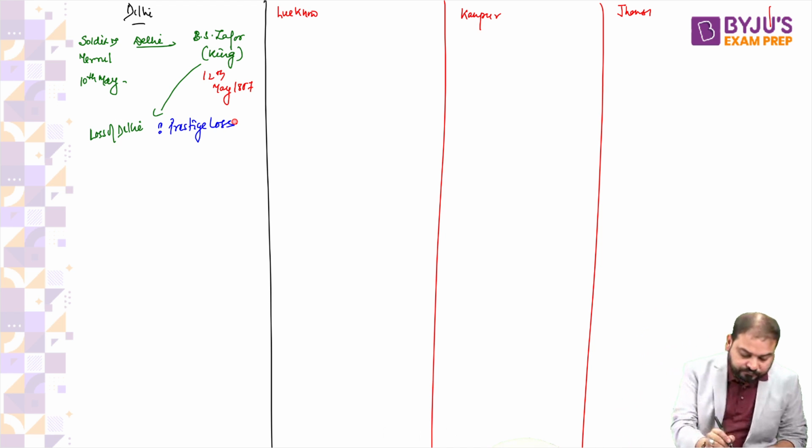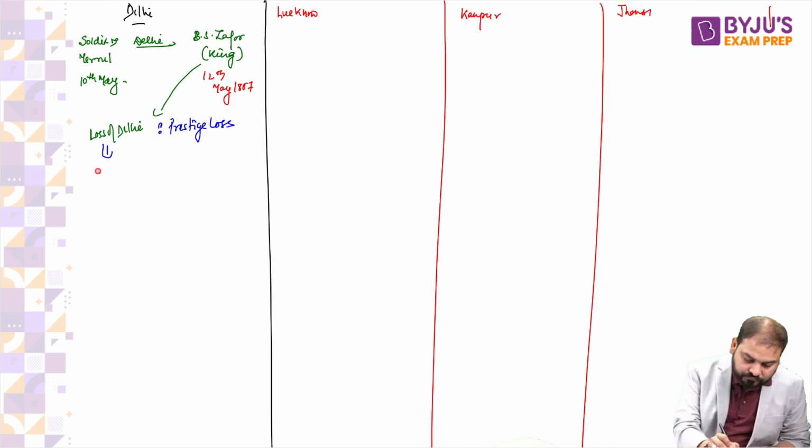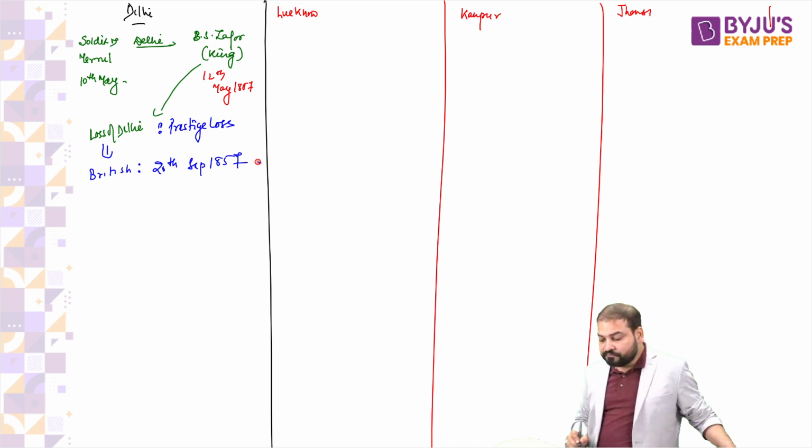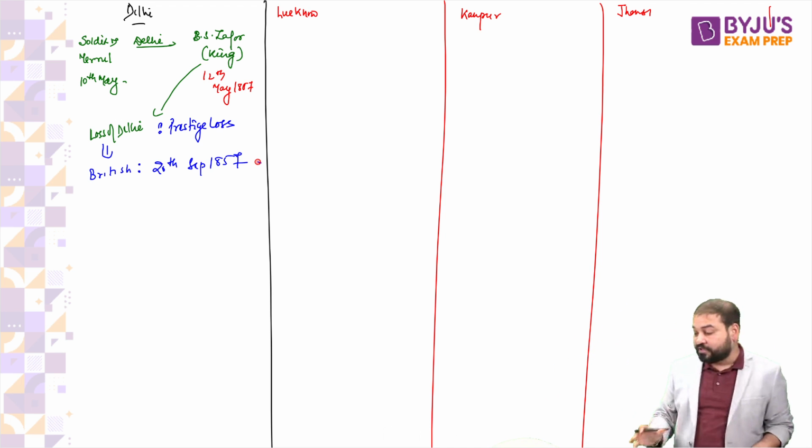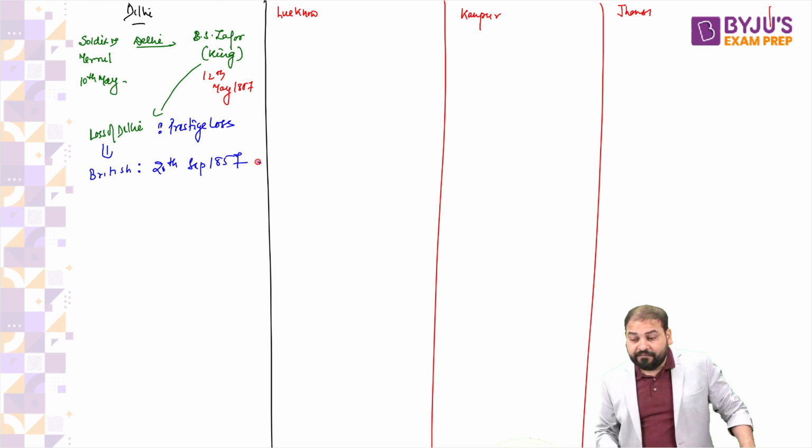And the British regained it by 20th September. By 28th September, they regained it back because it's a very, very important town.